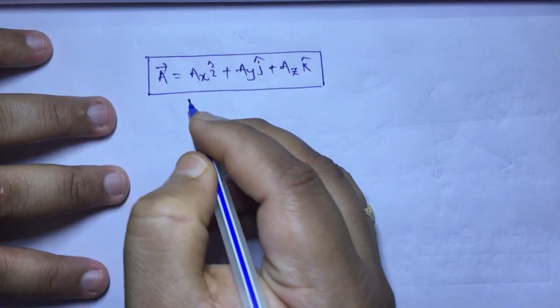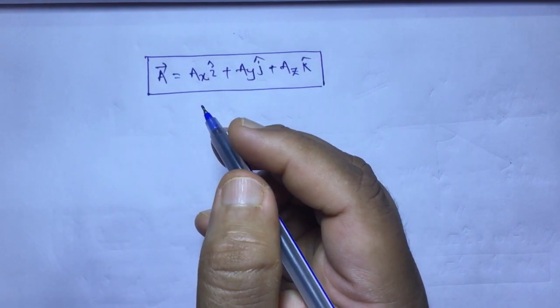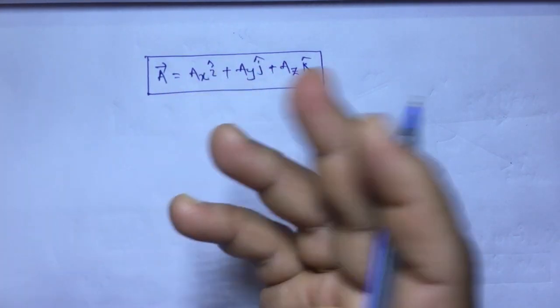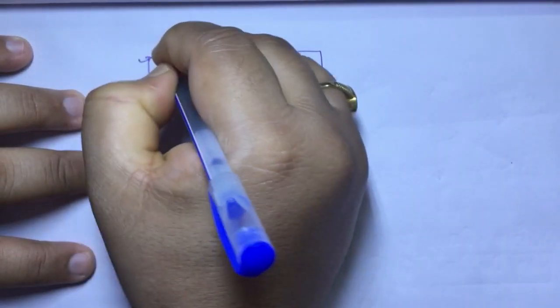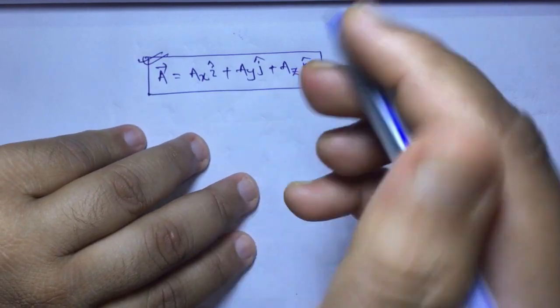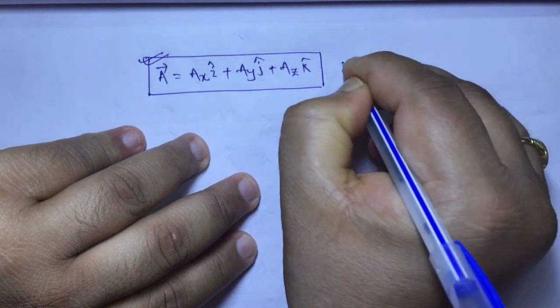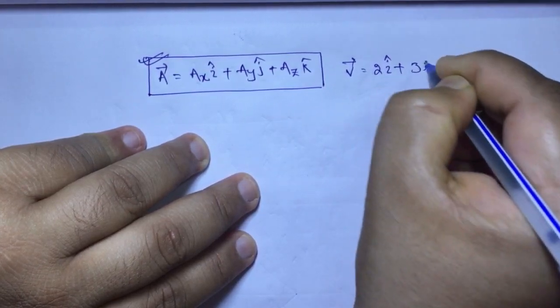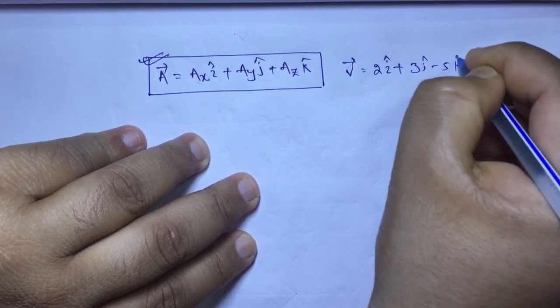Okay. Now let us check whether we can do the reverse process or not. This you remember. This is the general method for a vector. Means, for example, if it is given v vector equal to 2 I cap plus 3 j cap minus 5 k cap.